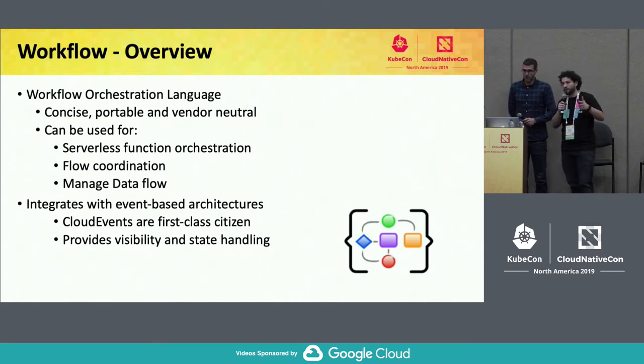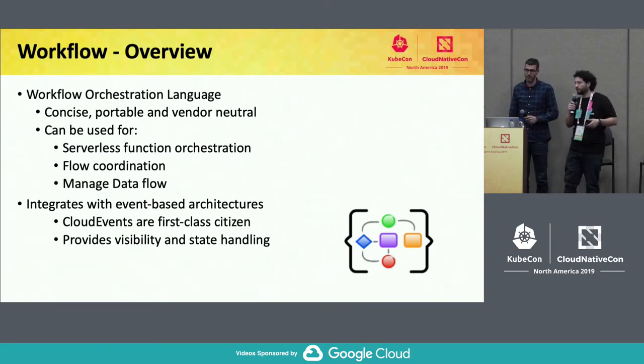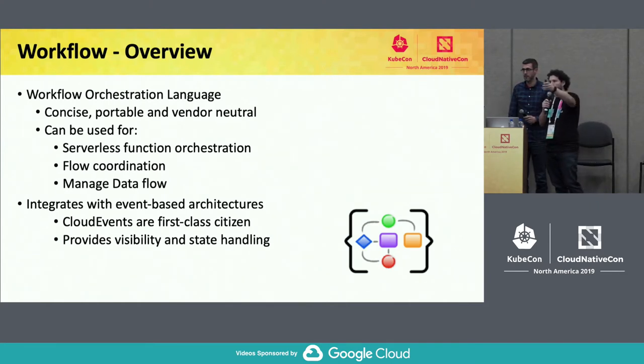The use cases in general can be divided into three big buckets. The first bucket is serverless function orchestration, which is the most common thing you think about with workflows in the serverless context, which is basically defining the sequence in which you want to call a set of functions. You can say, first I want to call that function, then move to the next state and call a different function, and define the sequence.